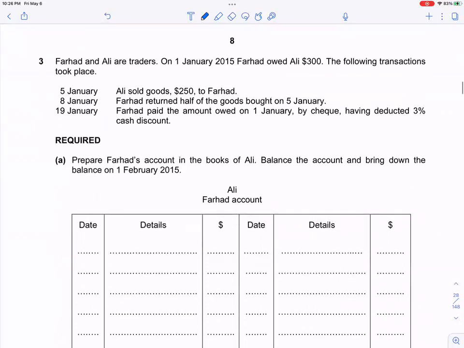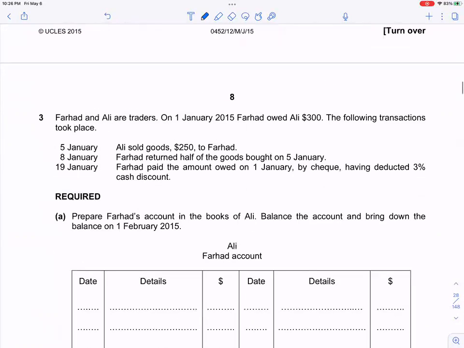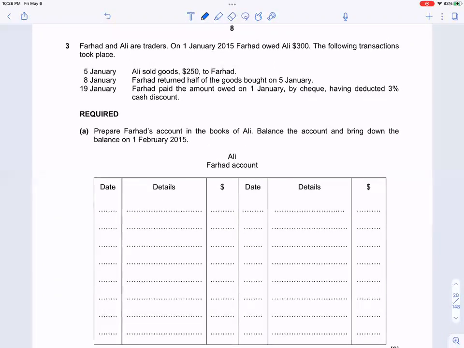Okay, fine. Now those who don't know ledger, you'll have ledger also, right? Yes, we do. So if you don't know ledger, this is the sum that is related to ledger. Farhad and Ali are traders. You have to see in whose books you are supposed to make an account. We are making an account in whose books? Ali. So just think from Ali's point of view. Think that you are Ali and pass journal entries over here.